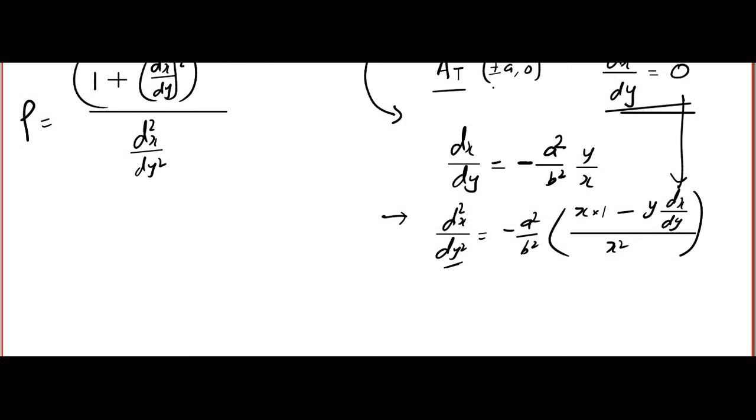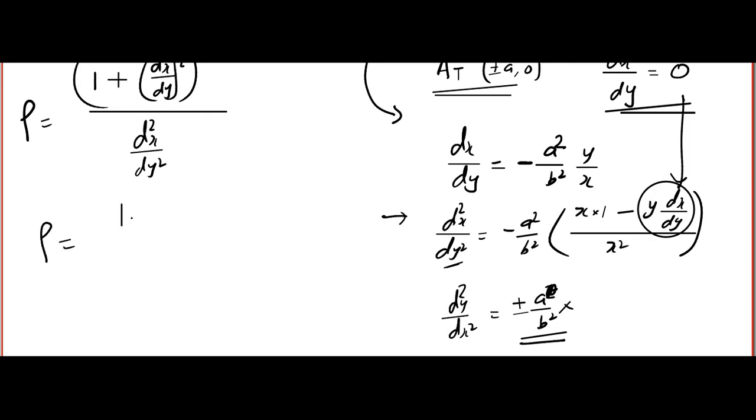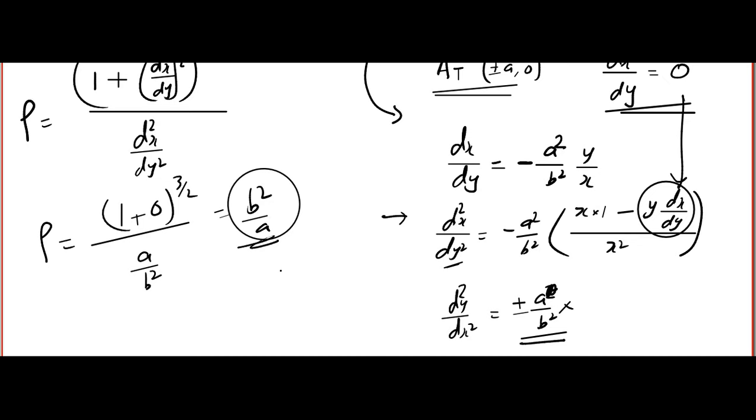So at the required point, what will be the second order derivative? Minus a square by b square into these two, this will become 0, this will become 1 by x. 1 by x means 1 by plus or minus a, that's the convexity and concavity. So basically it will be a by b square. Now let's plug it into the formula. Rho is equal to 1 plus 0 the whole power 3 by 2 by a by b square. So that will be b square by a, that is half the latus rectum.